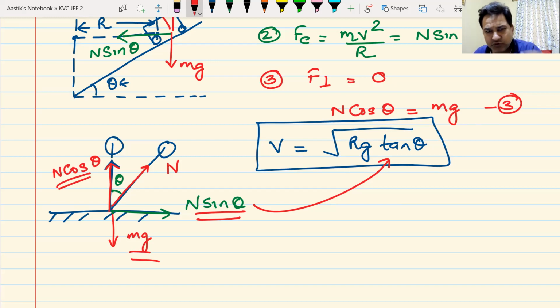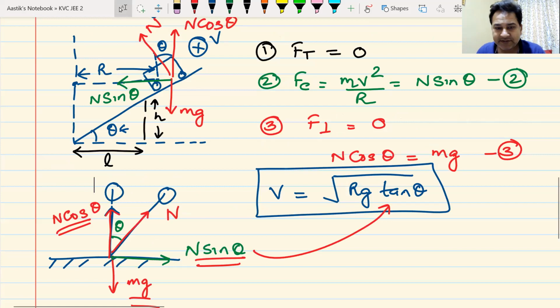Normally, the angle of banking is 2 or 3 degrees. Sometimes, and please note this down because you might have this, instead of giving you the banking angle, they give you the height h, how much the road is raised, and the length of the road, L. If tan theta is more than mu s, the vehicle will just slip down.